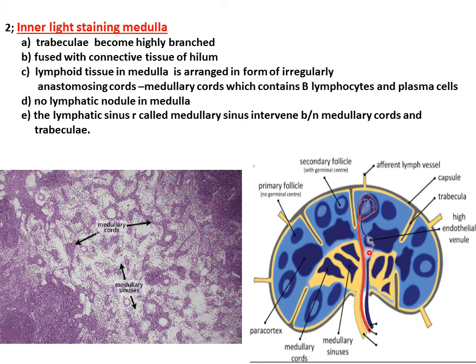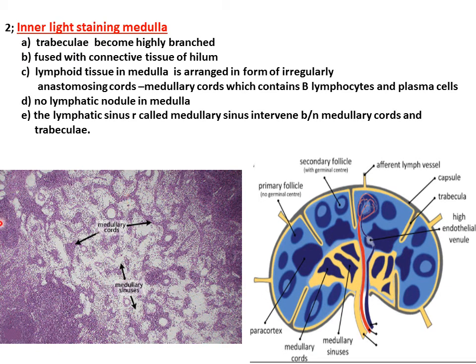into the medulla. The lymphatic sinuses, these are the lymphatic sinuses. The lymphatic sinuses are called medullary sinuses, and they intervene between the medullary cords and the trabeculae. So this is the structure of the medulla, which contains mainly B lymphocytes and plasma cells, and they are highly branched and fused with the hilum of the lymph node. It contains the medullary cords and the lymphatic sinuses.